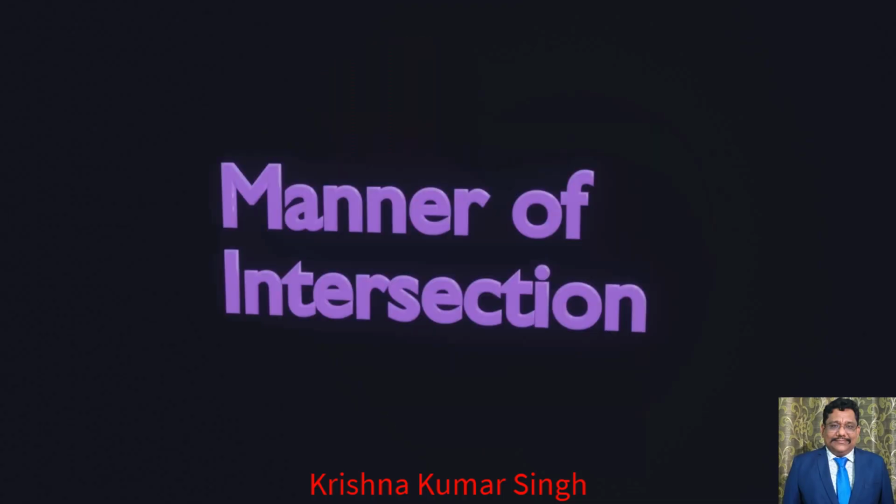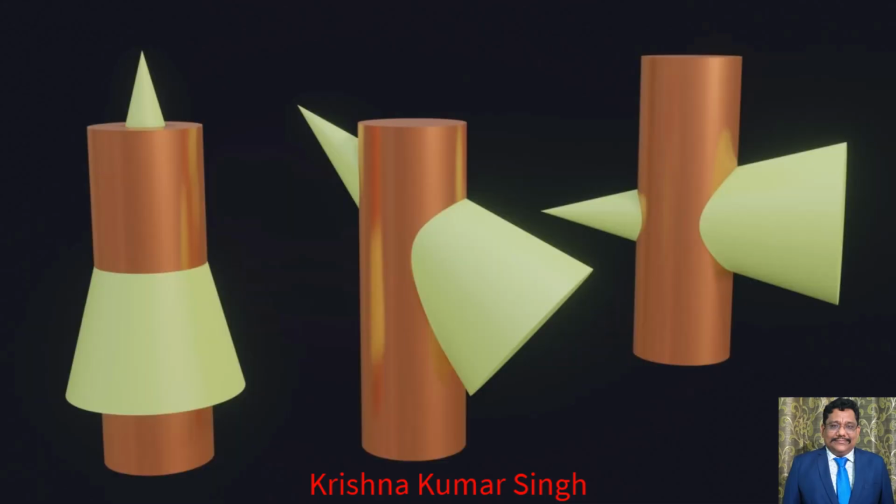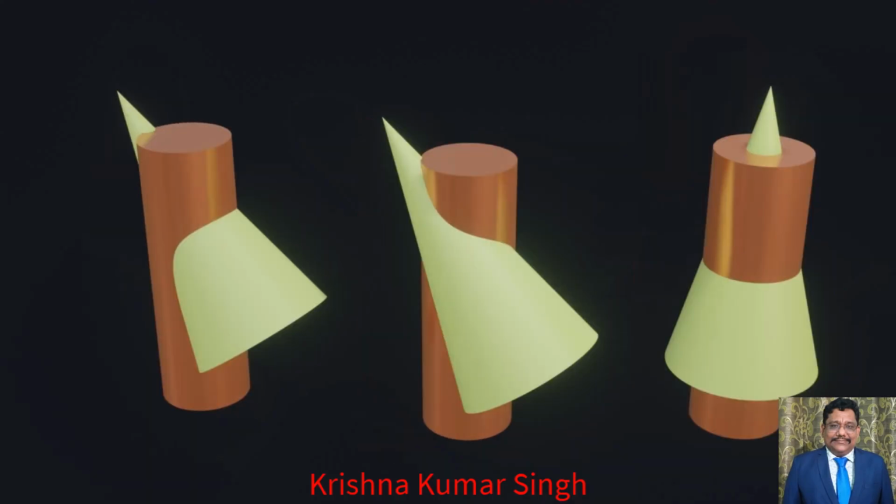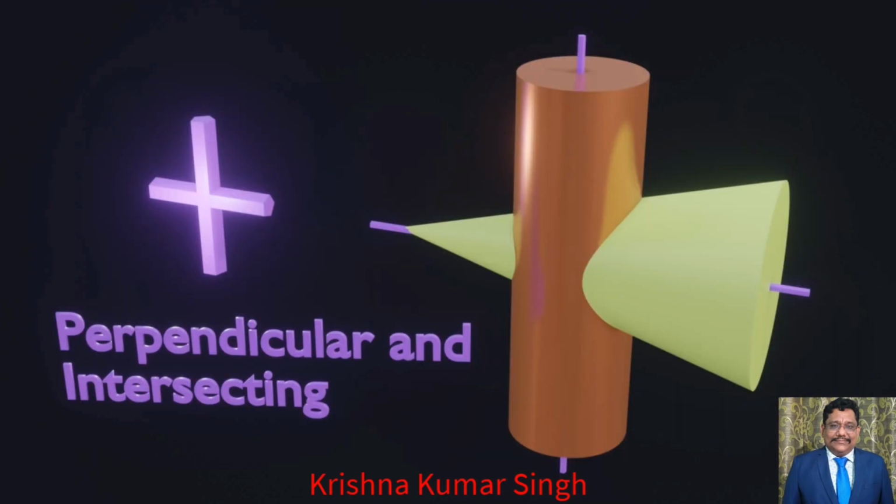Now, let us see the manner in which they intersect. There are many possibilities in this regard. The solids intersecting can have their axis parallel, inclined or perpendicular to each other. The axis can be aligned, offset or coinciding. Putting all this together, the intersections are classified as Case 1, axes are perpendicular and intersecting with each other.